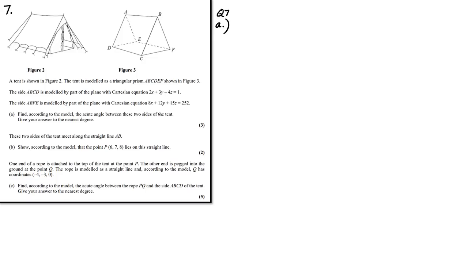So for part A, we just want to find, according to the model, the acute angle between these two sides of the tent. So what we're looking for here is this angle here, this acute angle, between both sides of the tent. So to do this, what we need to do is find the scalar product between the two normal vectors, and then we just use the general formula that we know to find the acute angle. So the scalar product here between the two normal vectors, sometimes you might call the scalar product the dot product, but either way, you'll get the same answer.